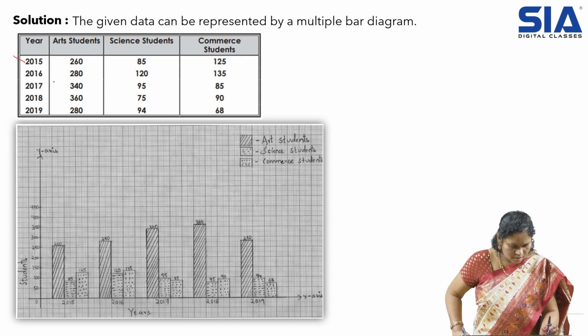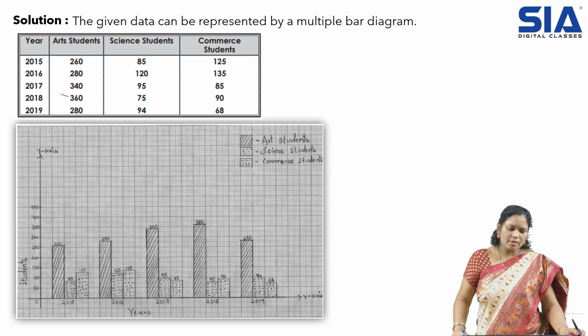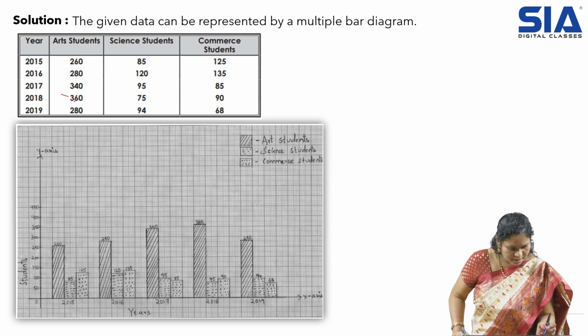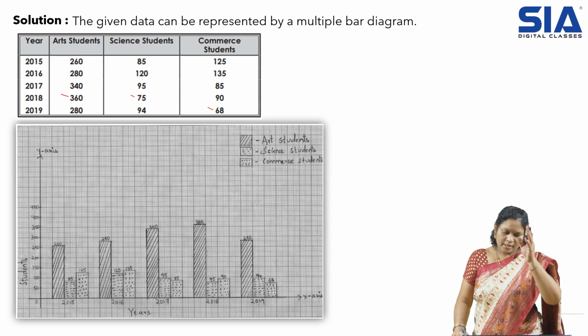In the first column I've got 360 as the highest, and in the second column it is all below 360 itself. The third column also has everything below 360. Now let us check the least value. In the first column the least is 260, in the second column I've got 75, and in the third column the least is 68. So our range should be between 60 and 360.